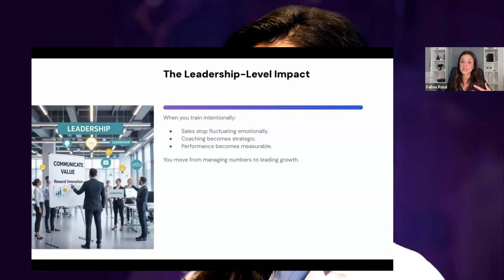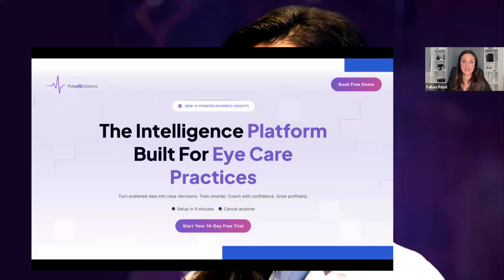And this is where you can bring on a sales lead and have them focus on this, right? Have them coach your team, your manager. This should be their job.